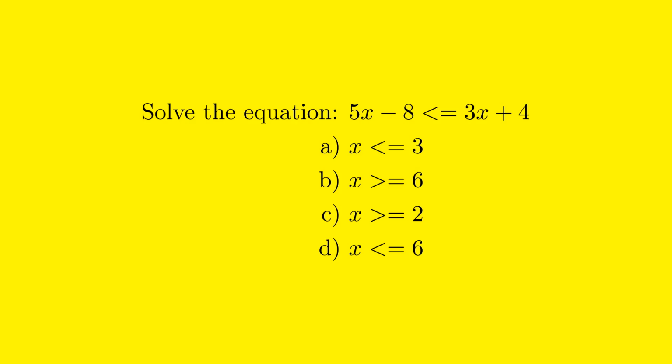In this video, we will be looking at the inequality 5x minus 8 is less than or equal to 3x plus 4 and its possible solutions. The options are A, x is less than or equal to 3, B, x is greater than or equal to 6, C, x is greater than or equal to 2, D, x is less than or equal to 6. Pause the video now and try to solve the inequality for yourself before we reveal the correct answer.